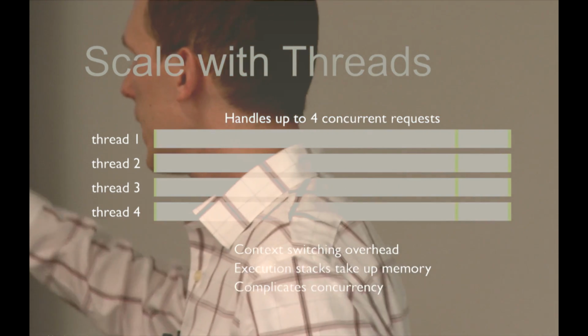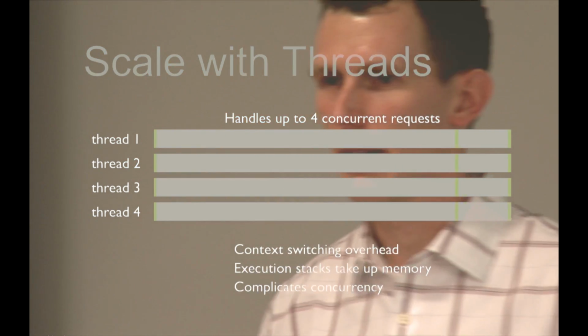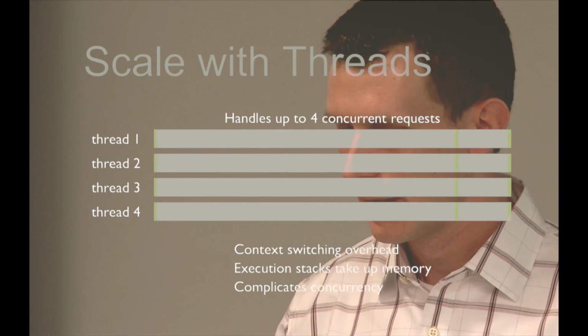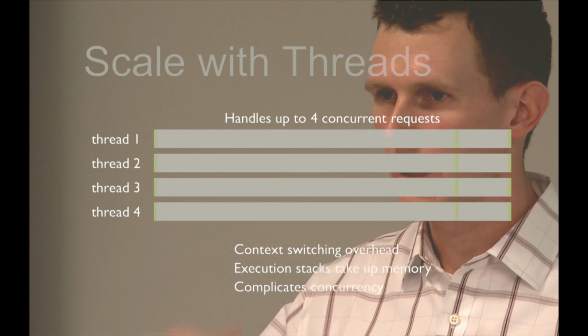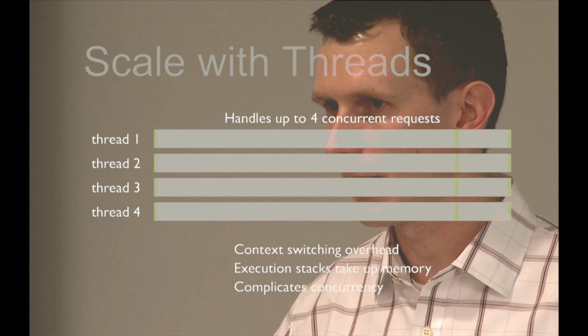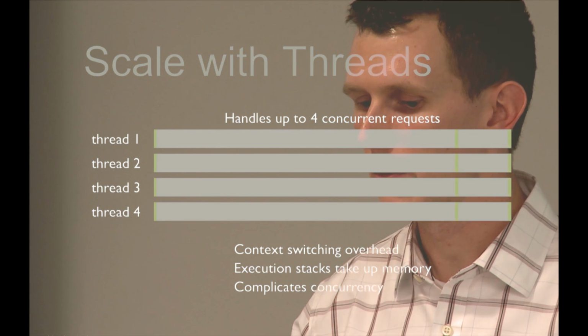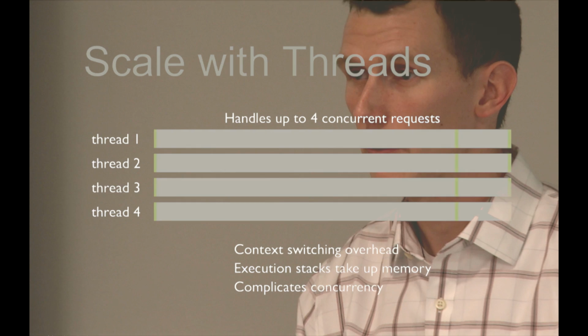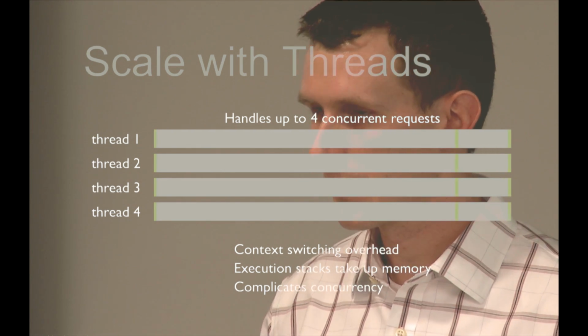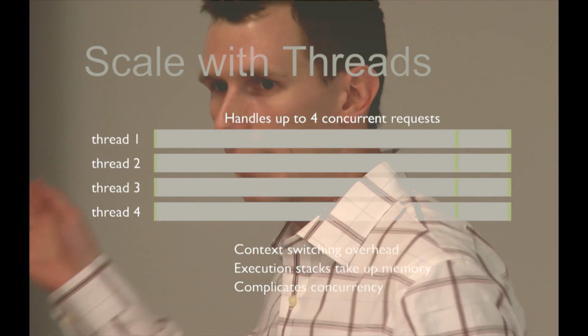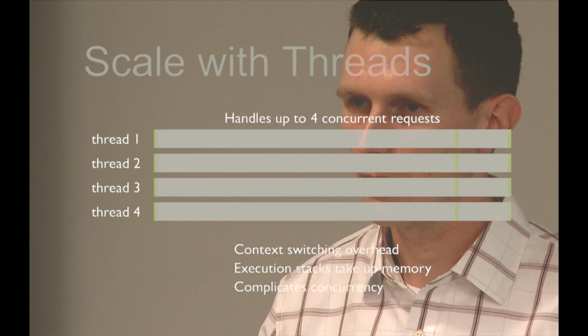And what are each of those doing most of the time? Nothing, right? They're waiting. They're waiting on I/O. So if we want to be able to handle a lot of connections at once, we need a lot of threads. And so then we start getting into having a lot of context switching overhead. We're eating up memory with our execution stacks. And also, if we have any kind of shared state, concurrency gets a lot more difficult.